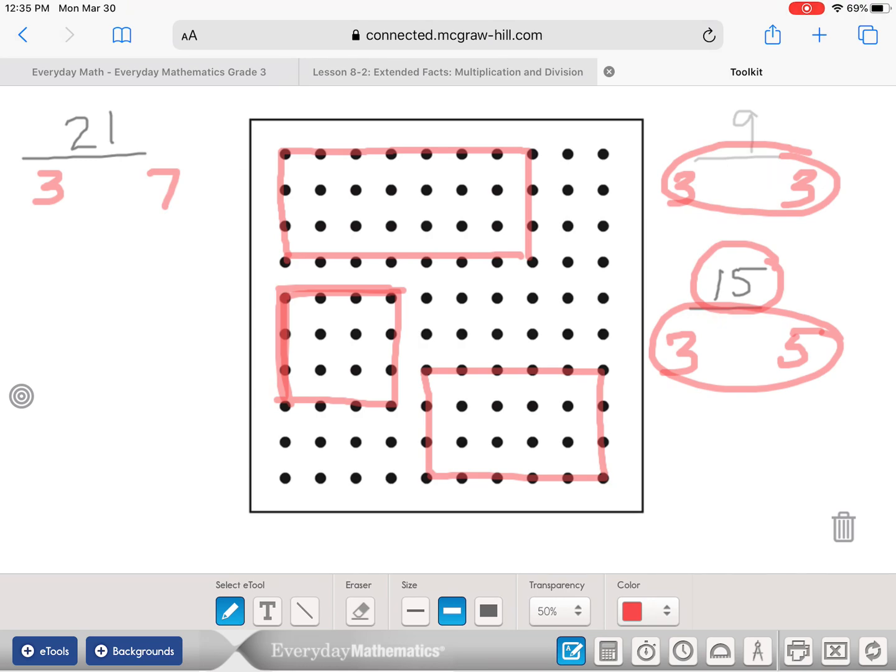Number 2 says choose one of the rectangles and write a number model that represents the relationship between the lengths of the touching sides and the area. And all they want you to do, if we did 3 times 7, or 3, 7, and 21, which you're welcome to do, you could just write 3 times 7 equals 21. You get to choose.